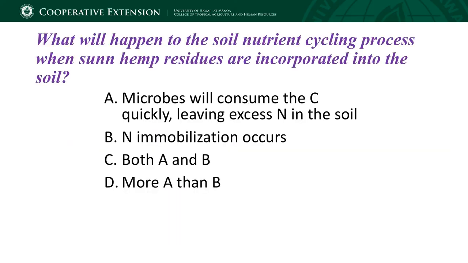What will happen to the soil nutrient cycling process when sunn hemp residues are incorporated into the soil? A. Will the microbes consume the carbon quickly, leaving excess nitrogen in the soil? Or B. Nitrogen immobilization occurs? Or C. Both A and B will occur? Or D. More A, which is more nitrogen mineralization than B, will occur?